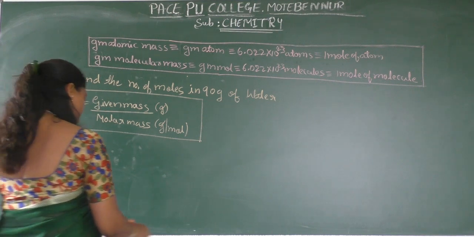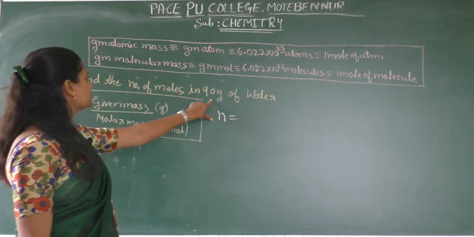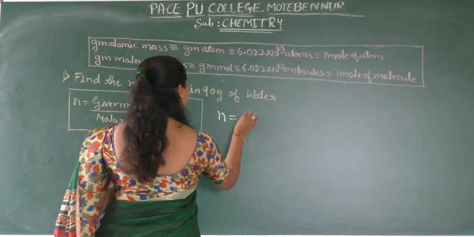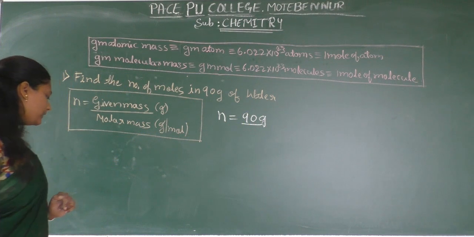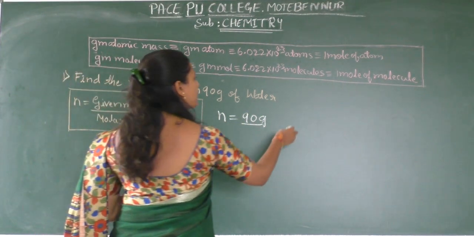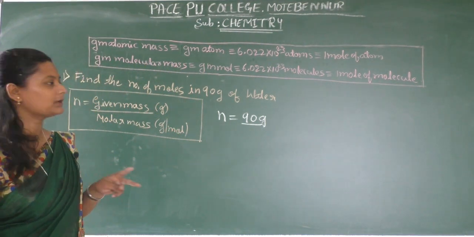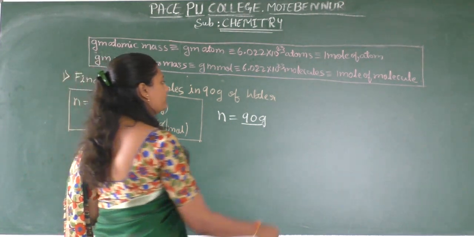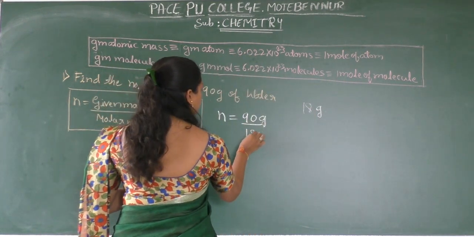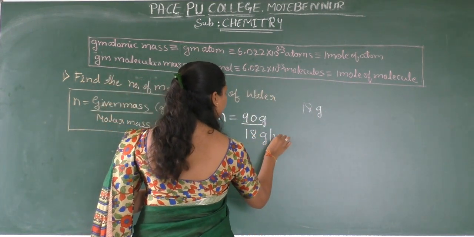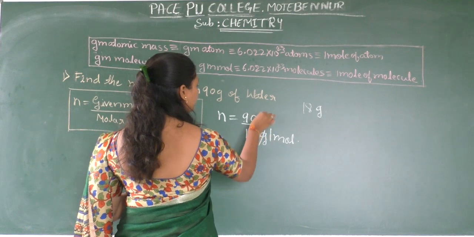Okay, so when we consider this problem, N equal to, so here the given mass is 90 gram. Next, the molar mass of water. So what is the molar mass of water? We already know the molar mass; in the earlier problem we found out the molar mass of water. So that is 18 grams. Okay, so here 90 divided by 18 grams per mole. So this is the molar mass of water. Okay, so here gram will get cancelled.